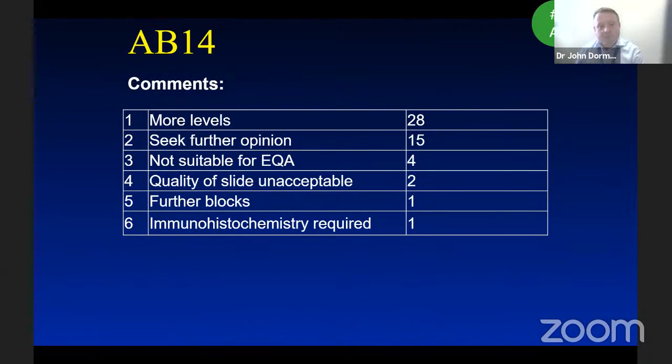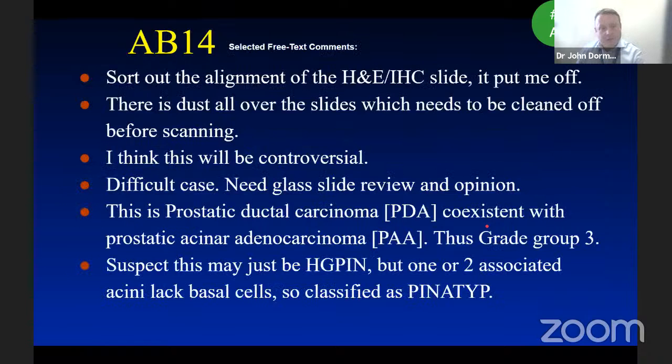28 people wanted more levels, 15 were seeking a further opinion, but only 4 thought it was not suitable for the EQA, so that's fine. Someone pointed out that the alignment of the H&E and IHC lanes was not the same, which is why I rotated the image. It was quite dusty, which I won't point the finger at anyone in particular for, Dr. Oxley. I think this will be a controversial, difficult case.